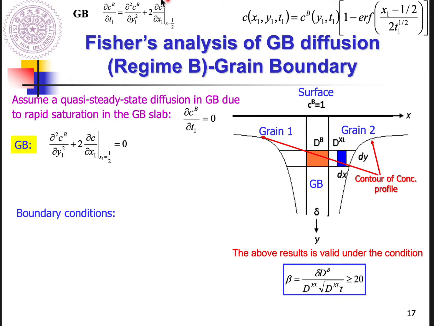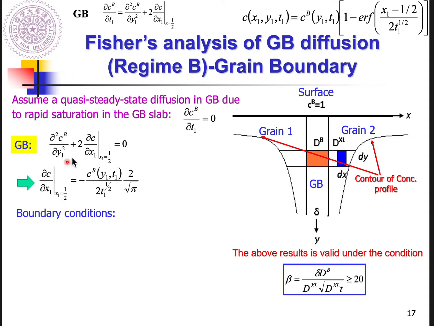So this is the diffusion equation. We just formulate that, and we assume this is a quasi-steady state. That means Cb does not change with time. So this equals 0, so this will be equal to 0. Okay, then we are going to use this to get Cb.